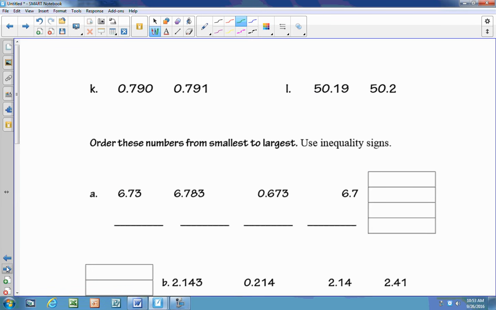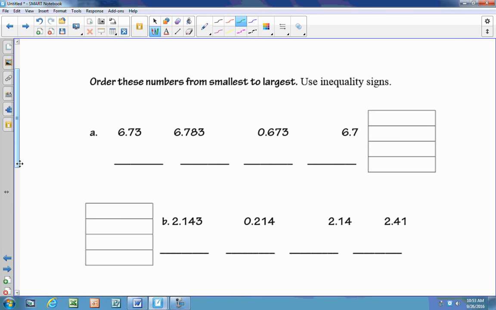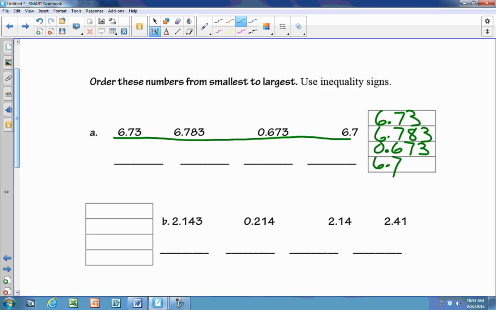Now for some examples of ordering. When I'm ordering, I take all my numbers right here, and I'm going to place them in these boxes so that I can line them up. I'm going to line them up by their place value, and to do that, I'm going to use my decimals. Any empty spots, I'm going to fill in zeros to make them easier to compare. I want to go from the smallest to the largest, which is really important. And I see the smallest one is right here, so I'm going to write it.